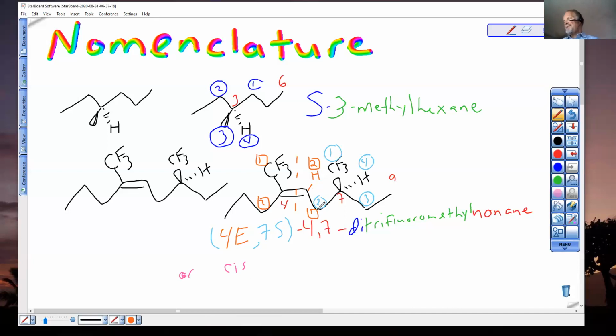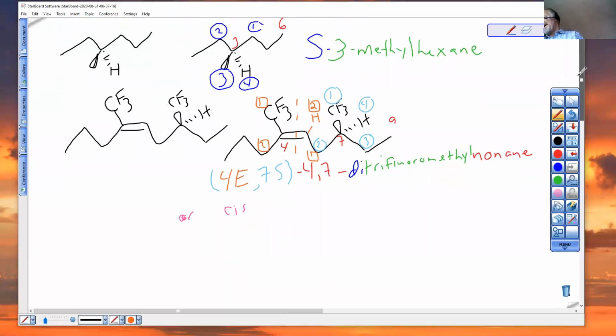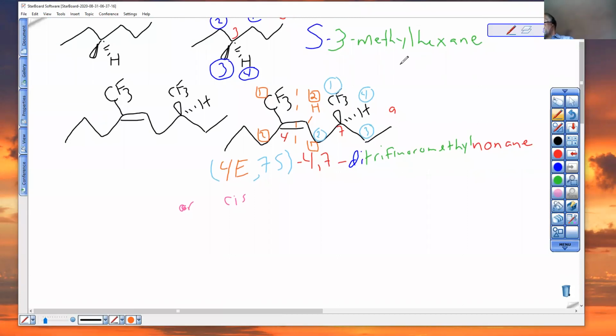So that's alkenes. Next thing we encountered, we had alkyl halides in chapter 7. We had alkyl halides in chapter 8. We had alkynes in chapter 7. Alkyne nomenclature is even simpler than alkenes because geometry is not an issue. So let's do a simple one here.